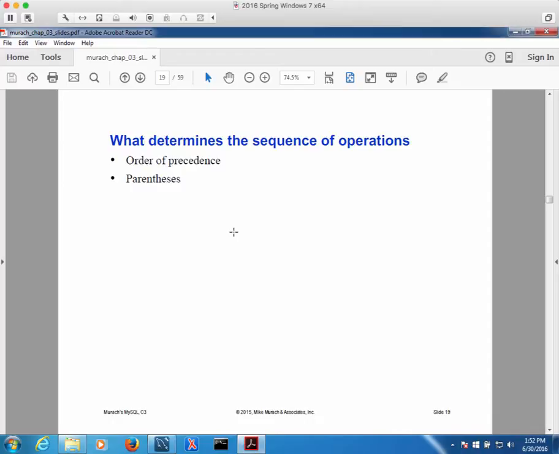So what determines the sequence of operation? Let's hope it's the latter of things here, the parentheses, but again, if your teammates have done you wrong, you perhaps have been left with an expression in which you have to remember the order of precedence.